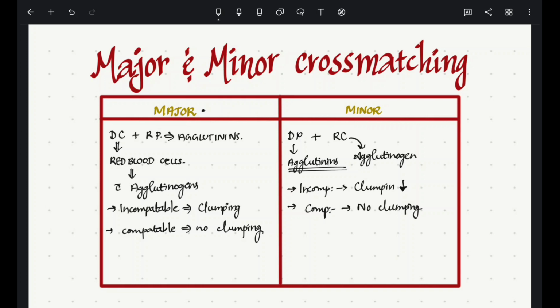Now coming to minor cross matching, the donor's plasma is combined with the recipient's cells. The donor's plasma has agglutinins, and the recipient's cells contain agglutinogens. When this plasma is introduced into the recipient's system, it will get diluted. Along with the fact that the plasma has cold antibodies, the reaction or clumping will be very low compared to major cross matching. So it is not as important in determining the compatibility between two blood groups. That's why it is called minor cross matching.